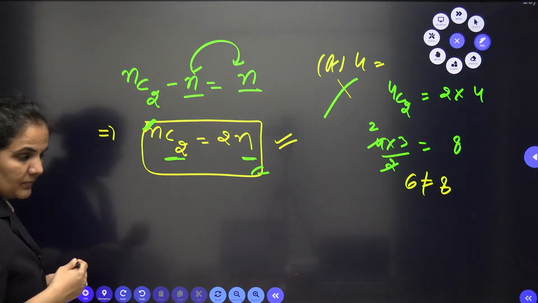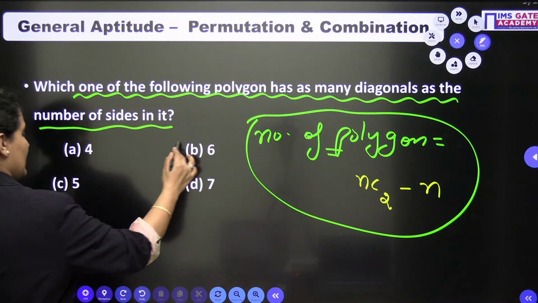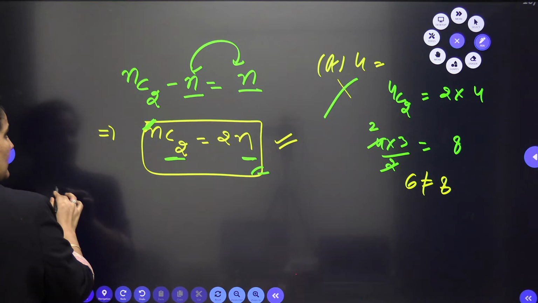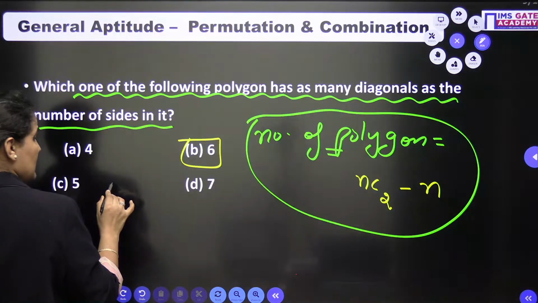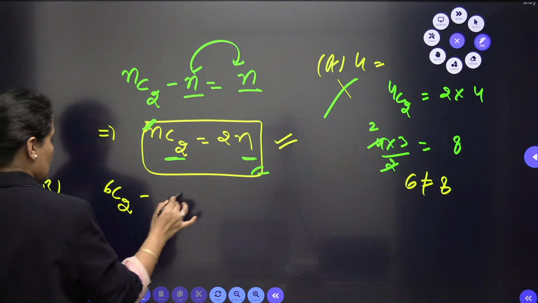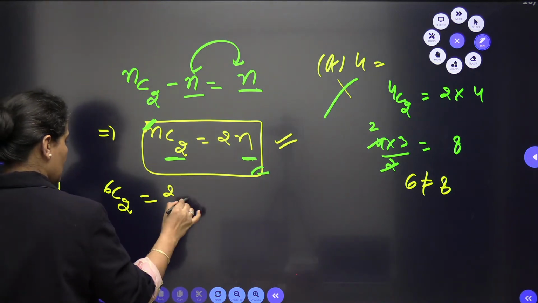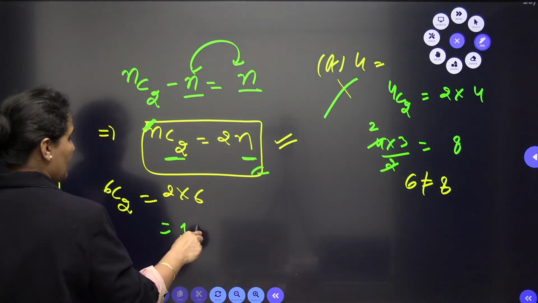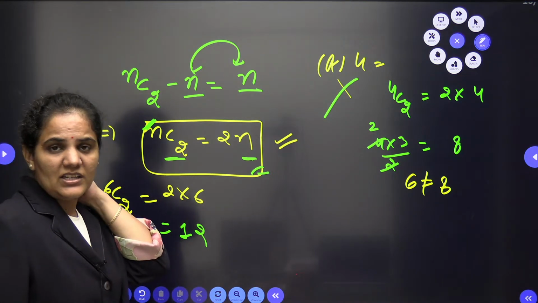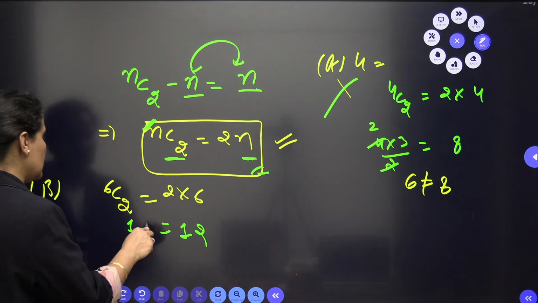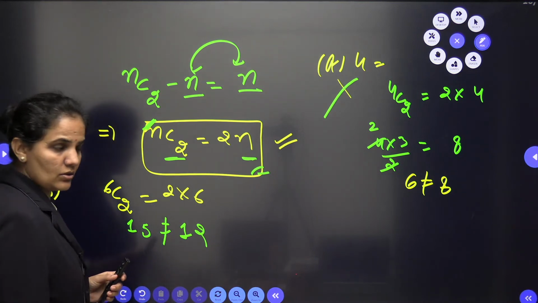Okay, so here when I go with the second option, it is 6. When I use 6 in option B, 6C2 is equal to 2 into 6, 12. So I need a 12, but we know very well NC2 is N times half of N, half of N is 3, 3 5 is 15. So this is not equal, right? This is also not equal.